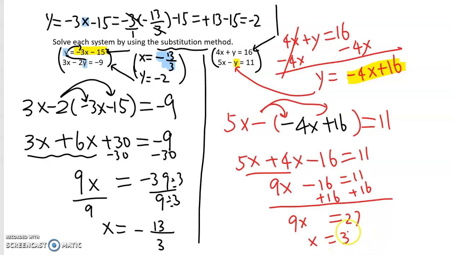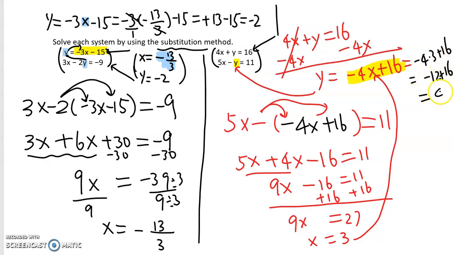And now, how do we find y? So we're going to plug 3 into the second expression, into the y expression. So we're going to get negative 4 times 3 plus 16, and that's going to be negative 12 plus 16, and that is 4. So the final answer should be x equals 3 and y equals 4.